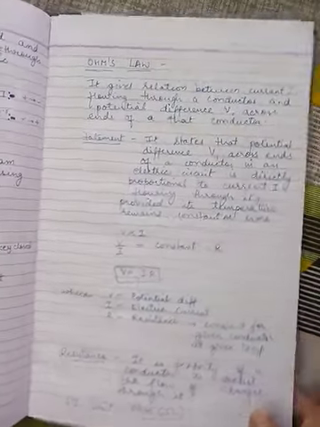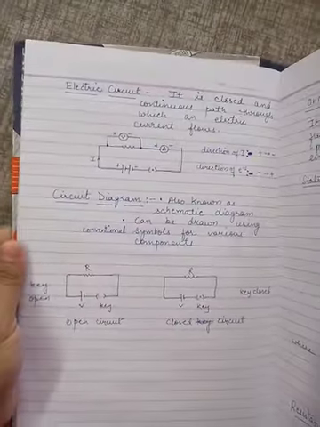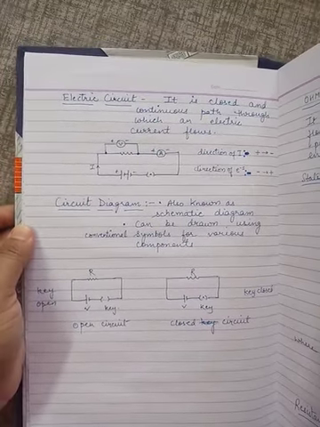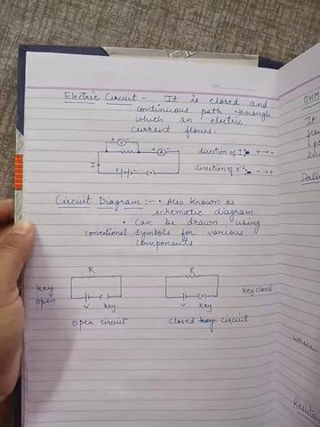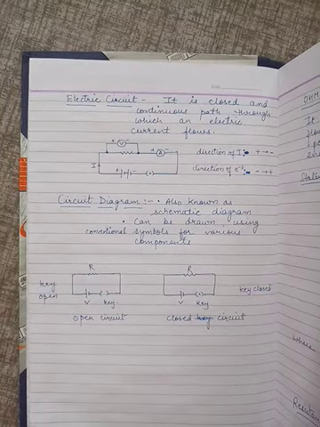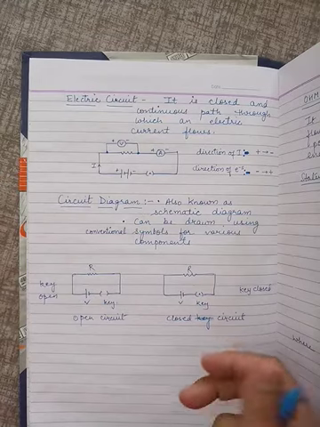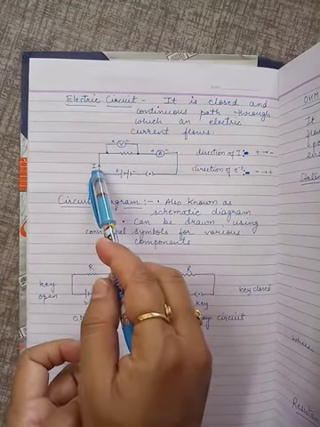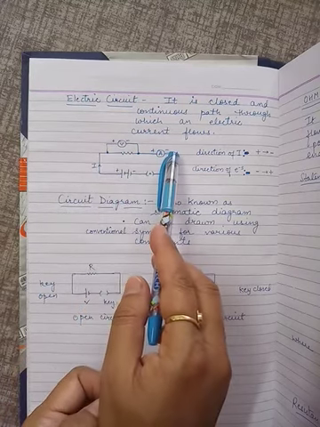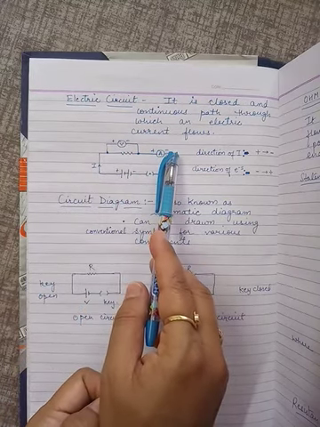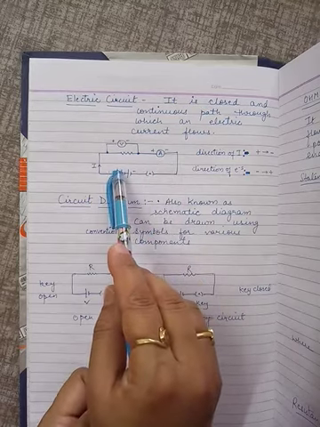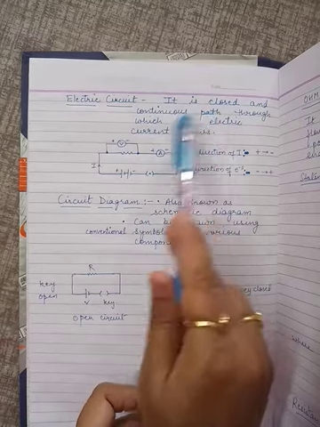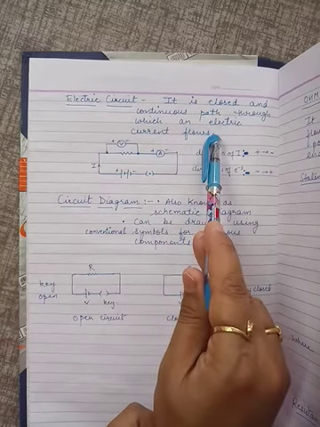Next comes the electric circuit. How to draw an electric circuit, we have learned in the classes also, and how to define it. It is nothing but a closed path which has to be a continuous path, and there should not be any breakage, any break point, any discontinuity when the electric current is flowing. So it is a closed and continuous path through which an electric current flows, right?